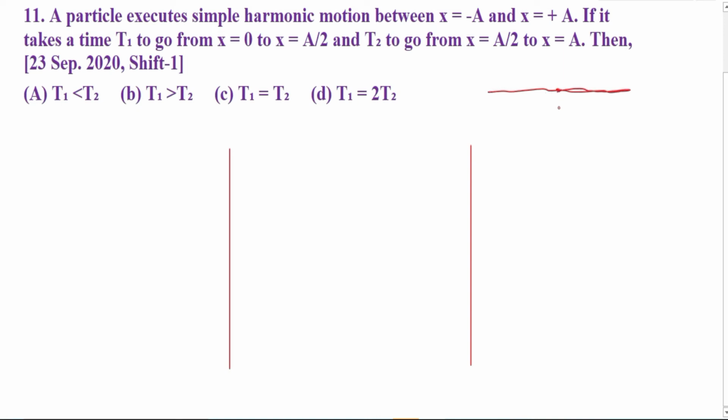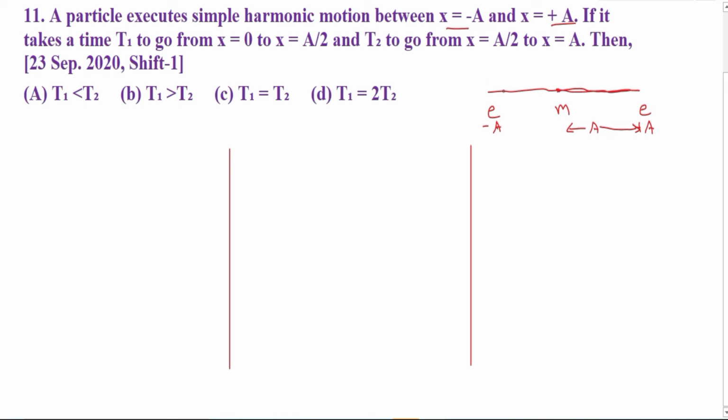So this is the particle which is at the mean position, undergoing simple harmonic motion. That is, it oscillates between its extreme positions, between minus a and plus a. This distance from the mean position to the extreme position will be minus a, and this distance will be plus a.